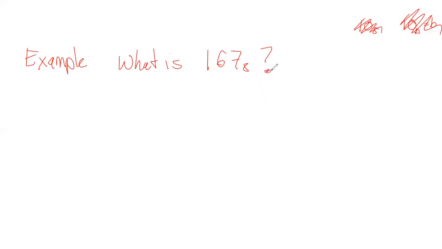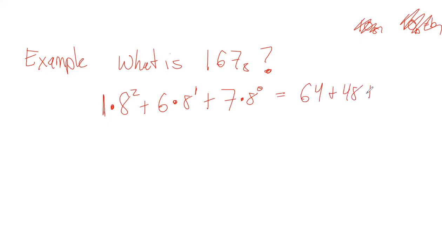So what is 167 in base 8? Again, we can expand this out. Using our polynomial expansion, we have 1 times 8 to the 2 plus 6 times 8 to the 1 plus 7 times 8 to the 0. And this is equal to 64 plus 48 plus 7. Okay, I think that's 119.